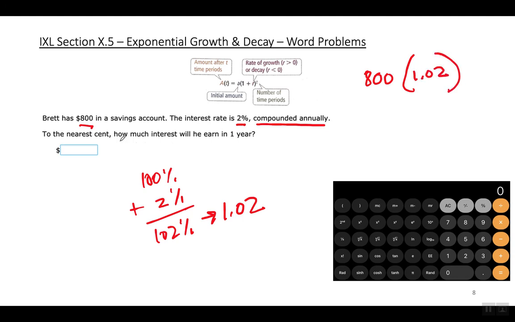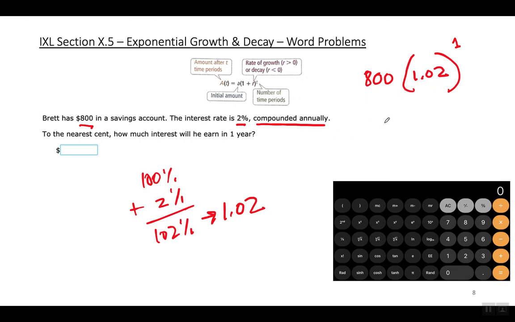All right, to the nearest cent, how much interest will he earn in 1 year? So the time period is 1. Now this right here, I got to point out something that's very important, so be careful when you get these questions. Let me first get the answer, and let me show you what you got to watch out for. Even if I'm going fast, I made this mistake on one or two examples because I didn't read the question carefully. So I multiply 1.02 times 800, and I get 816.